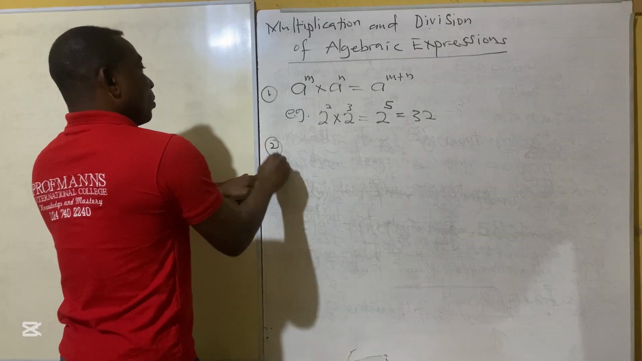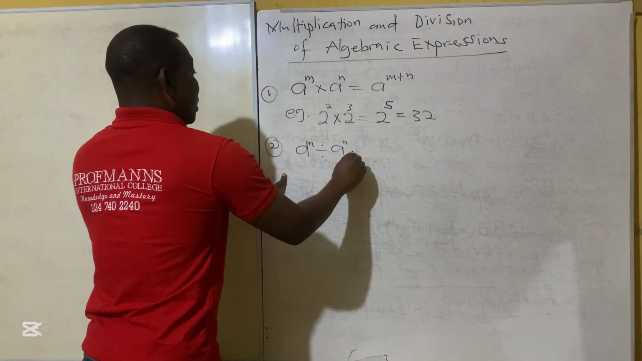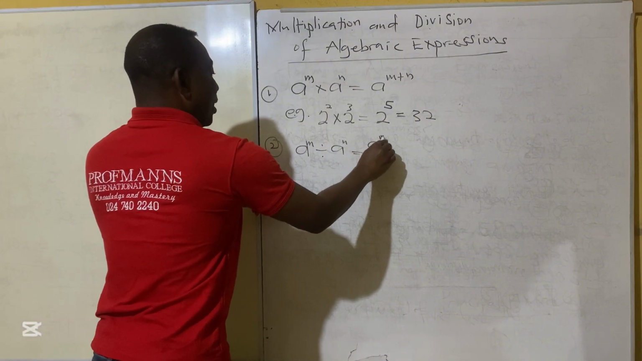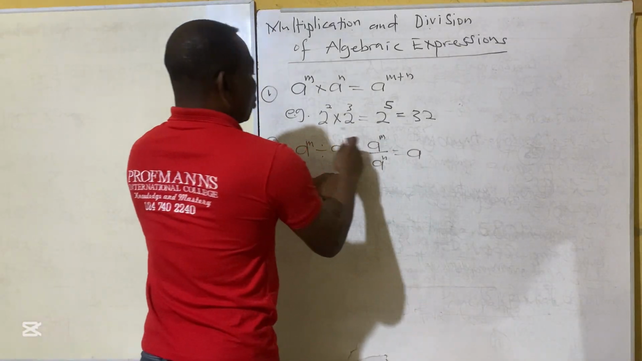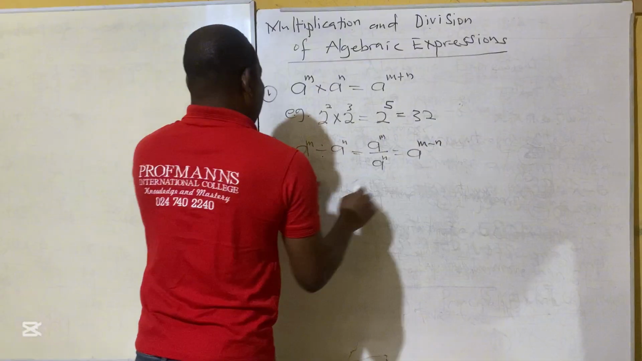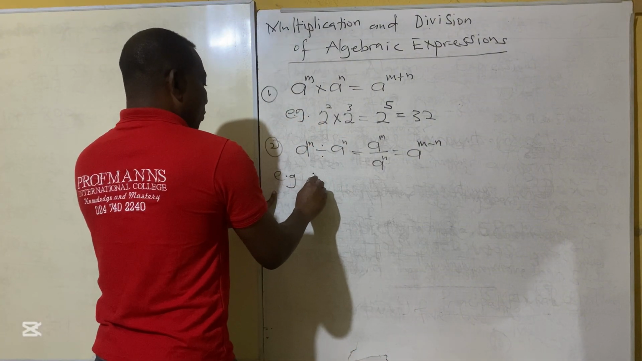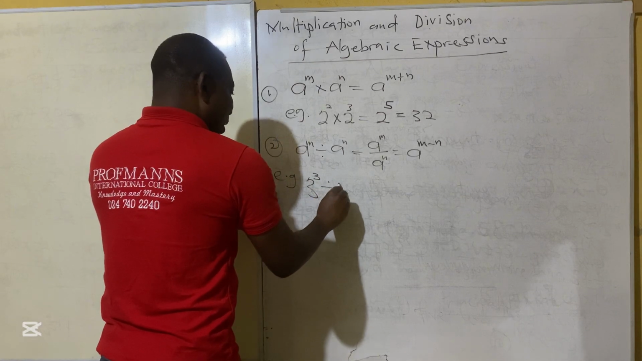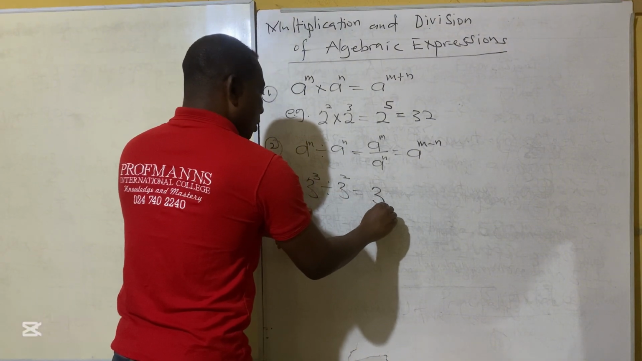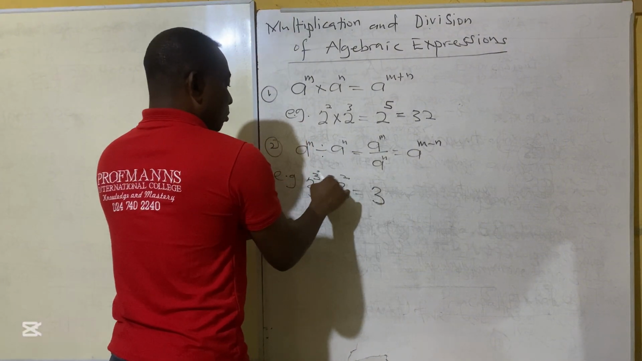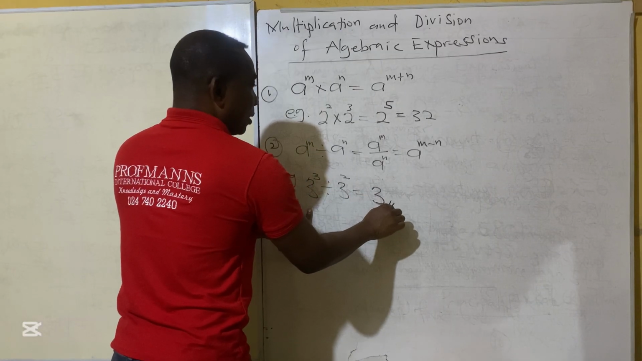Let's look at the second law. A to the power m divided by a to the power n is the same as writing it to be a to the power m divided by a to the power n. We maintain the common base, which is the a, and then we subtract the exponent, so m minus n. So example is having 3 to the power 3 divided by 3 to the power 2. The bases are the same, so we maintain a common base, and then we subtract the exponent. So 3 minus 2 gives us what? 1. And anything to the power 1 is that same thing.